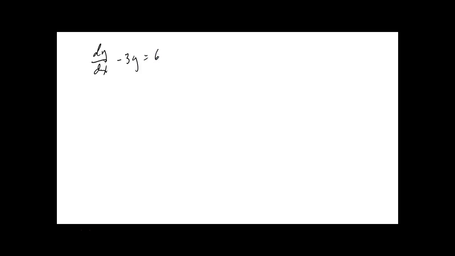This is a little more involved than the last one. It looks just like it up to a point. dy/dx minus 3y is equal to 6. Now again, this could be solved quite nicely by separation of variables. I'll come over here and do that real quickly. dy/dx is equal to 3y plus 6. And then separate the variables. dy over 3y plus 6 is equal to dx.